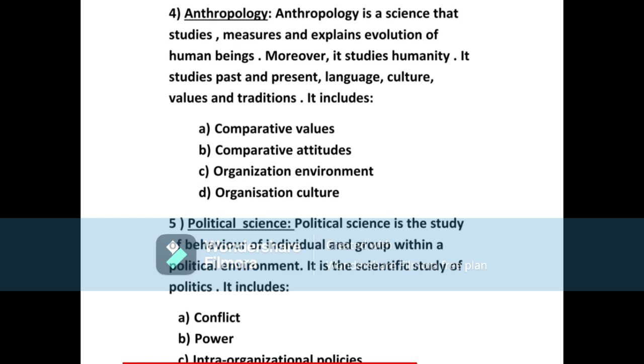Coming to political science, in which way can we integrate political science? Political science is basically the study of behavior of individuals and groups within the political environment, because the political environment includes conflicts, power, exercising of power, and intra-organizational policies. All these are concerned with the political environment. So we will study how individuals act and how groups behave.